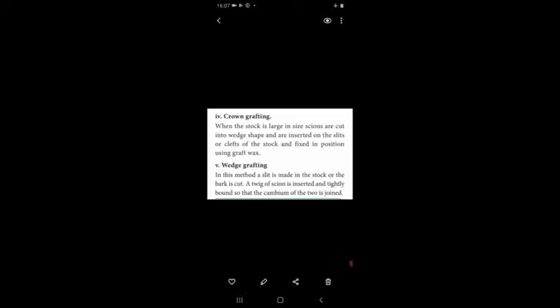In this method, a slit or pallam is made in the stalk or the bark is cut. In the plant or the wood part, we cut a cleft. A twig of a scion is inserted and tightly bound, fixed tightly, so that the cambium of both the scion and stalk are joined together and developed into a new individual. That is said to be wedge grafting.